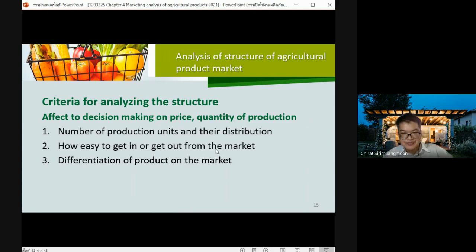And the last criterion that we need to concern is differentiation, or how different the products are. So all of these factors are the criteria for analyzing the structures. So please be careful.